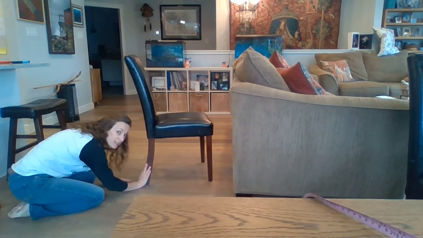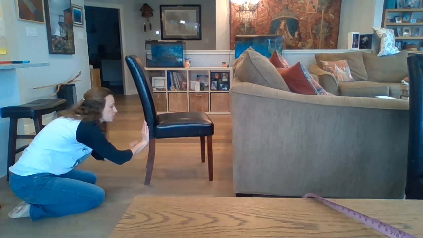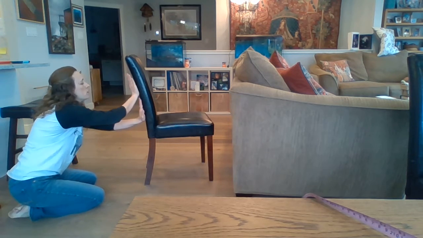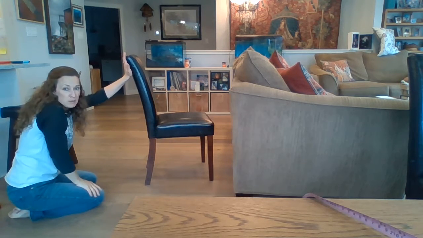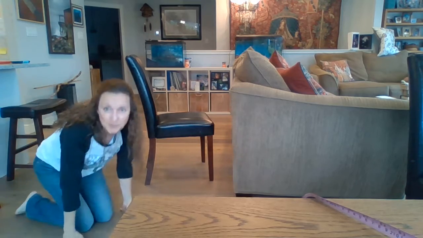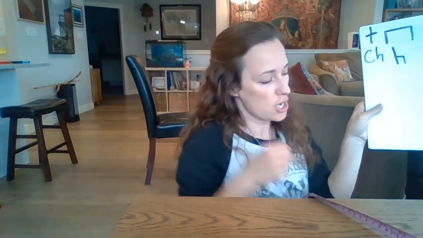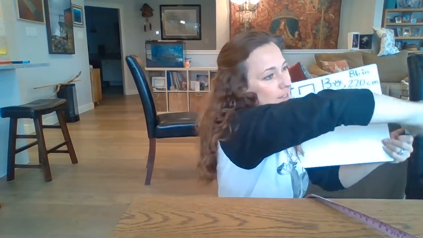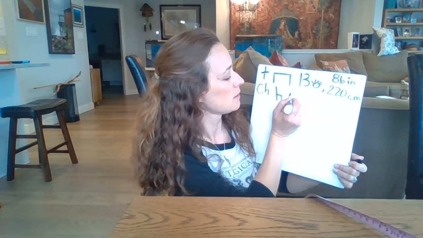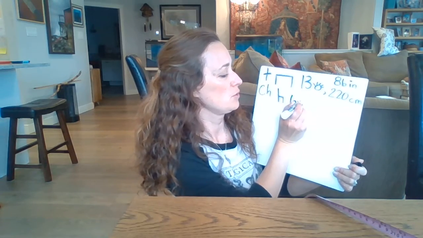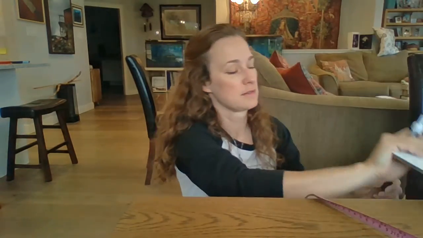Okay, ready? Count with me. 1, 2, 3, 4, 5, 6. A tiny bit left over, but it was about 6 hands long. All right, let's write that down. 6. Okay. So our Chicha chair is about 6 handprints. All right, my chair is 6 handprints.